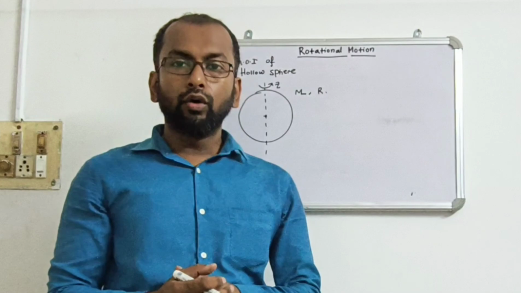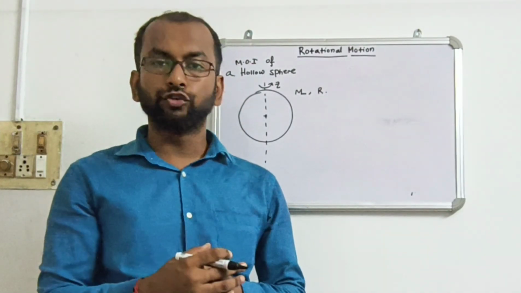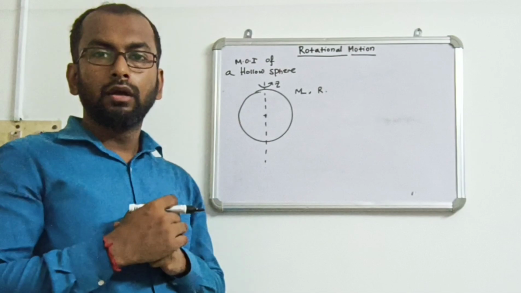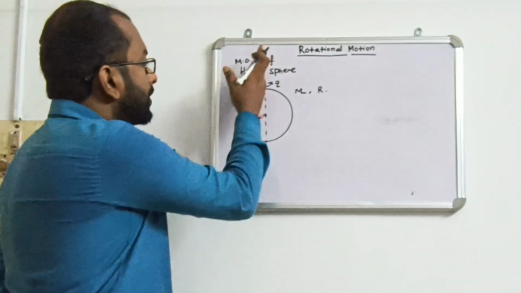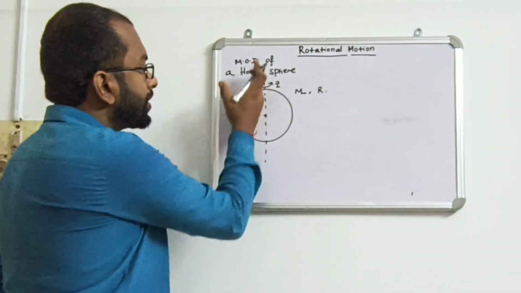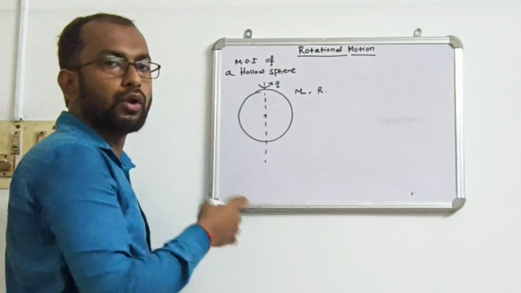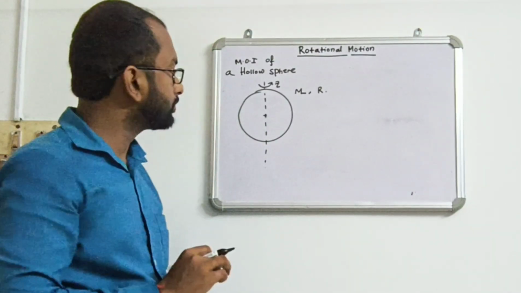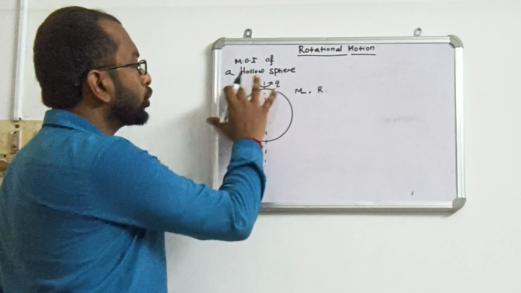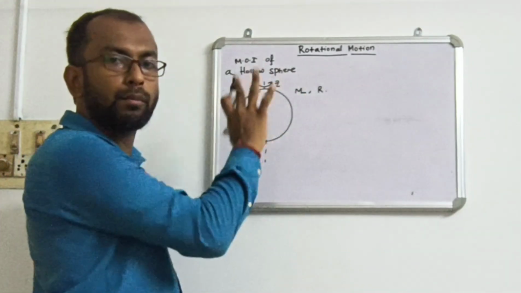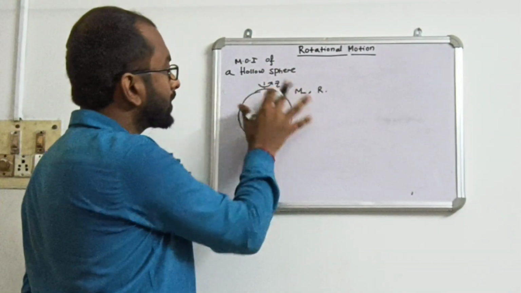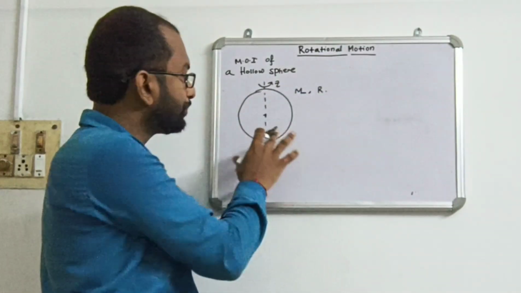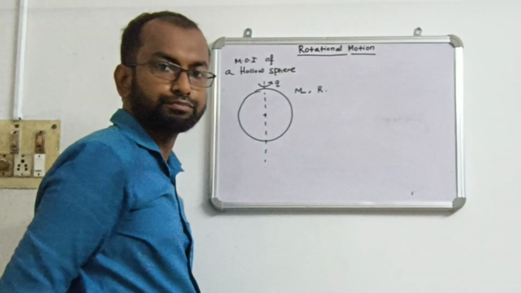Now we will try to find out what will be the moment of inertia of a hollow sphere. The hollow sphere of mass m and radius r. Now think that this is a hollow sphere which is rotating with respect to the z axis, or we are interested in finding out the rotational property with respect to the z axis. Now see, a hollow sphere means inside there is no mass, nothing is there. All the masses are located at distance r from the center.